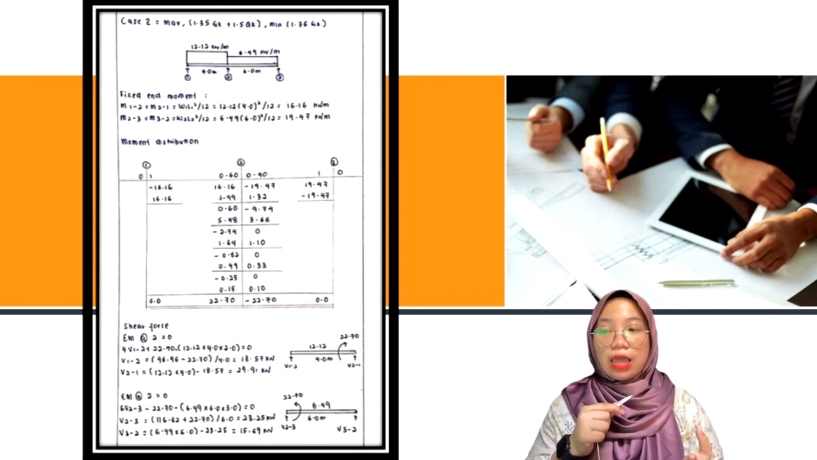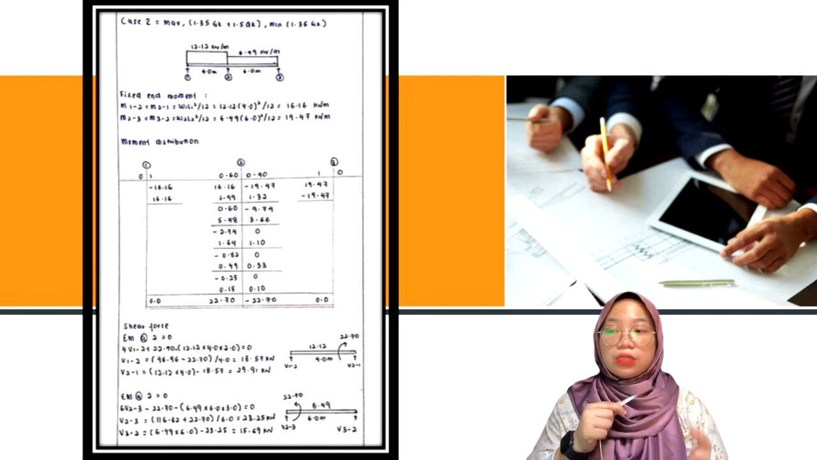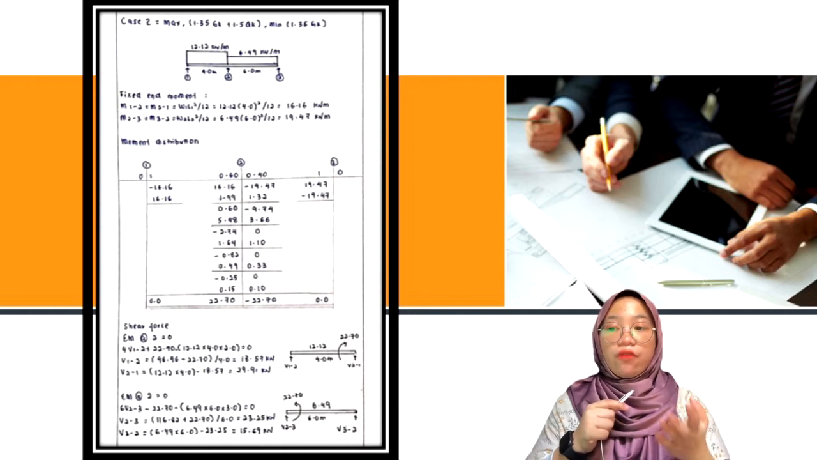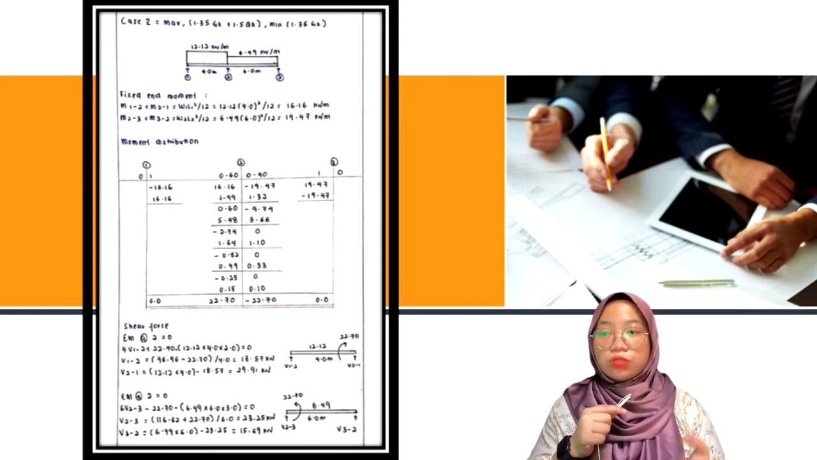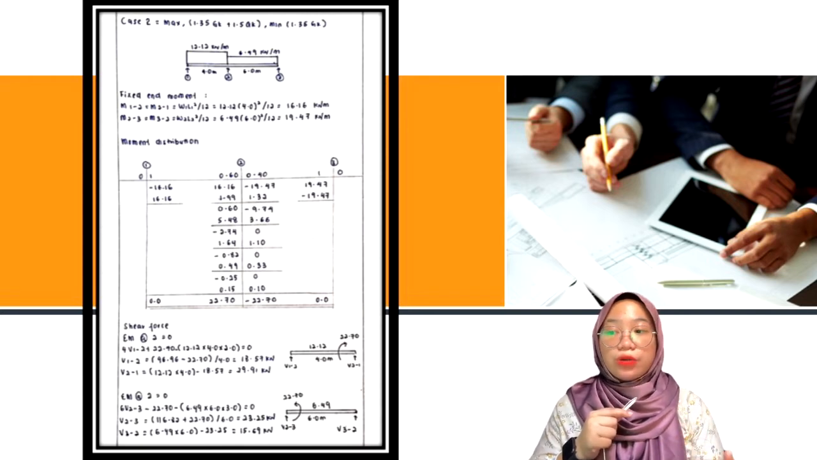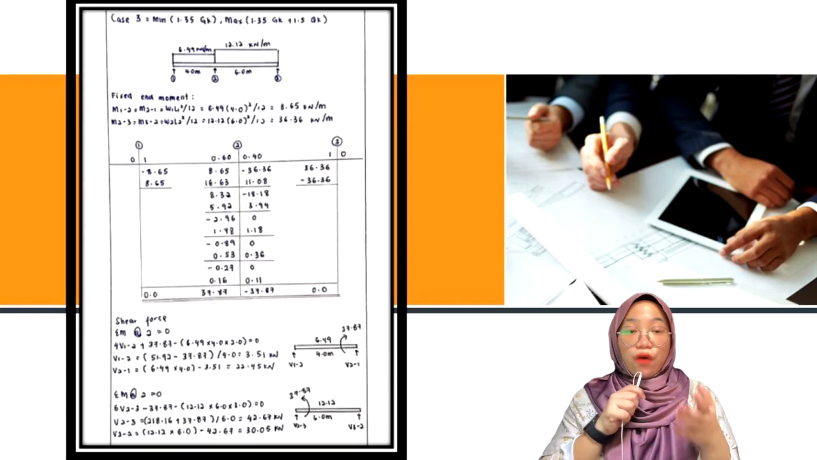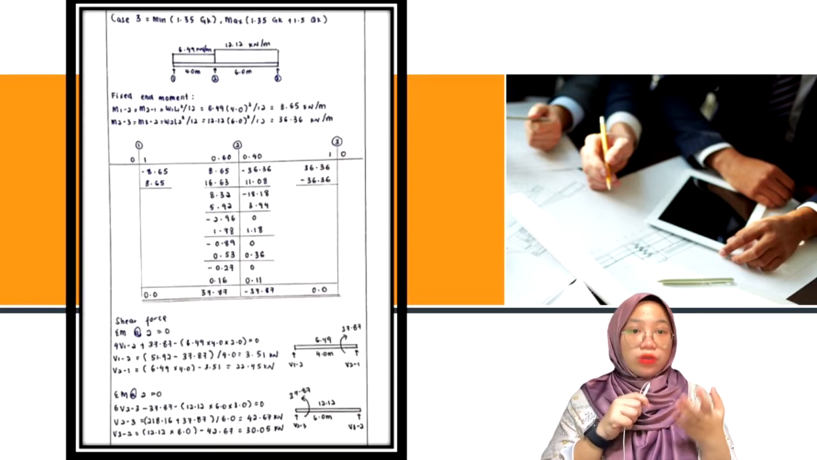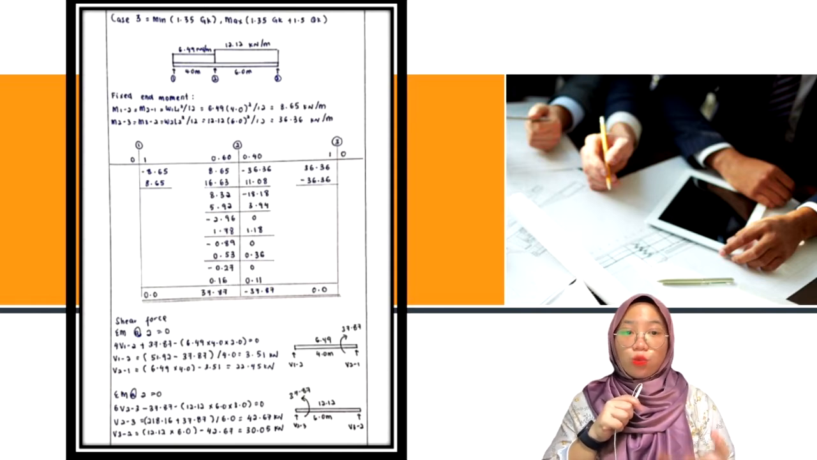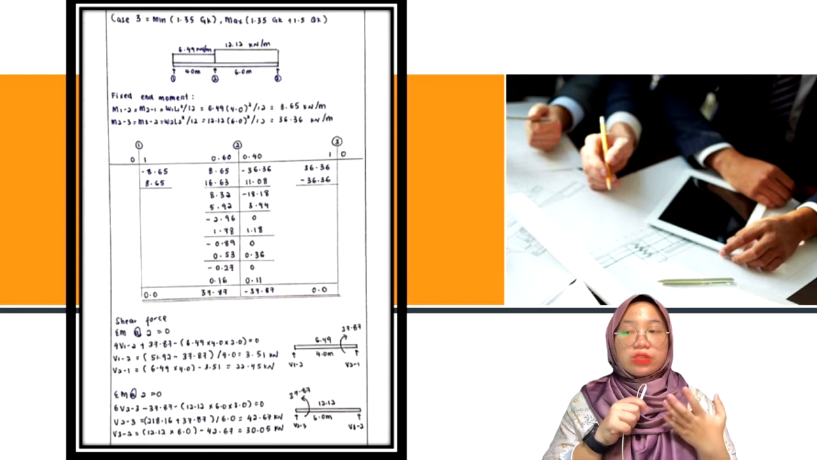Next is the shear force at W1. V1 to 2 is 18.57 kilonewton, and V2 to 1 is 29.91 kilonewton. Next, on W2, V2 to 3 is 23.25 kilonewton, and V3 to 2 is 15.69 kilonewton. Case 3 is minimum 1.35 GK and maximum 1.35 GK plus 1.5 QK according to the diagram.